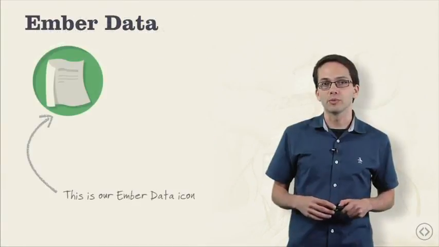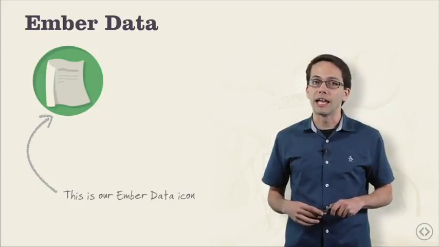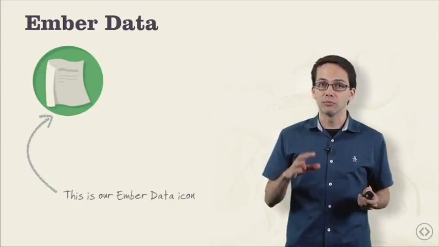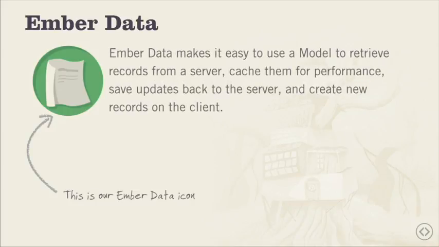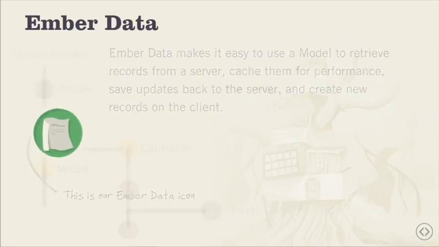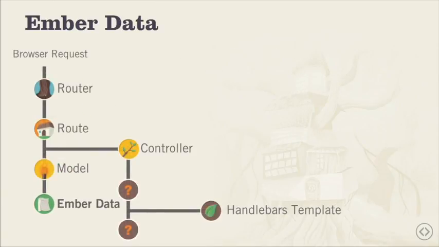Typically, Ember models will use another library called Ember Data. They don't have to, but most of them will, because Ember Data makes it easy to use models to retrieve records from a server, cache them for performance, save updates back to the server, and create new records on the client. The Ember Data component, of course, sits under the model in our chart.